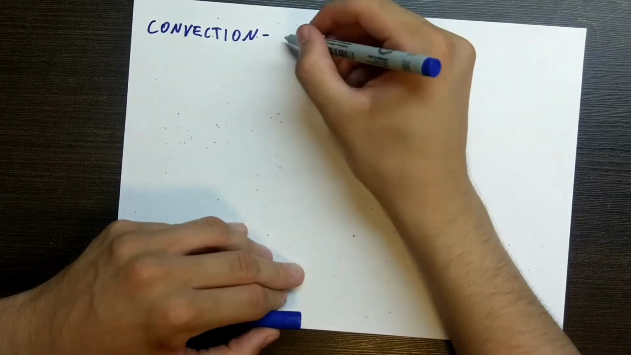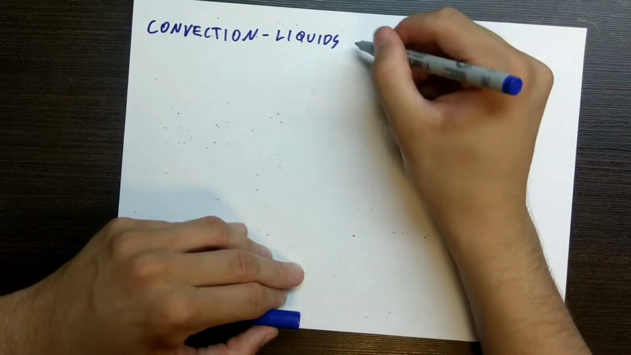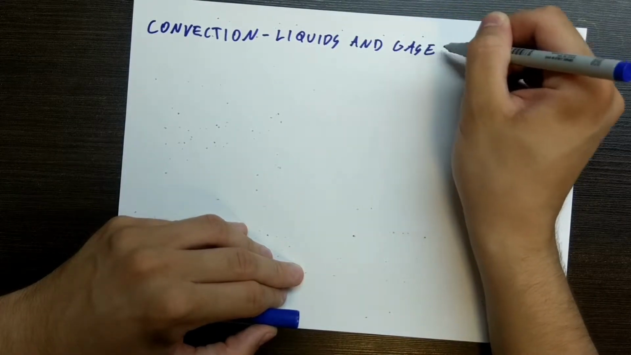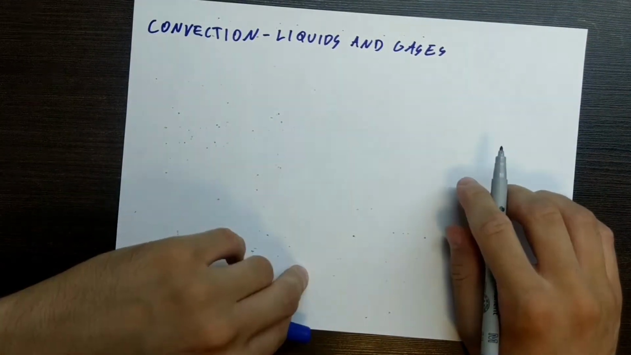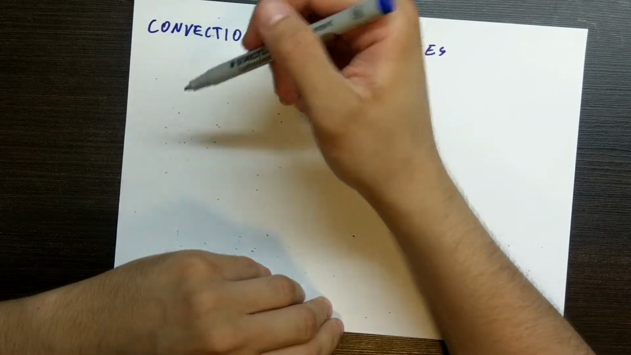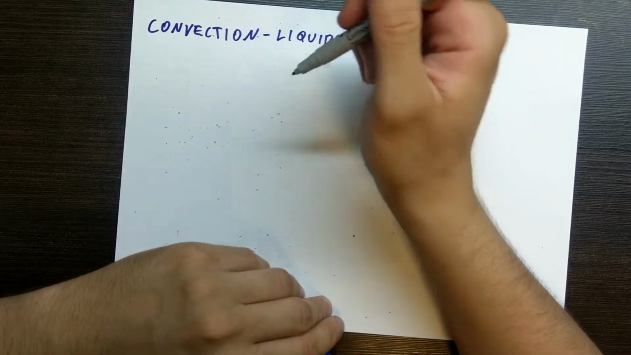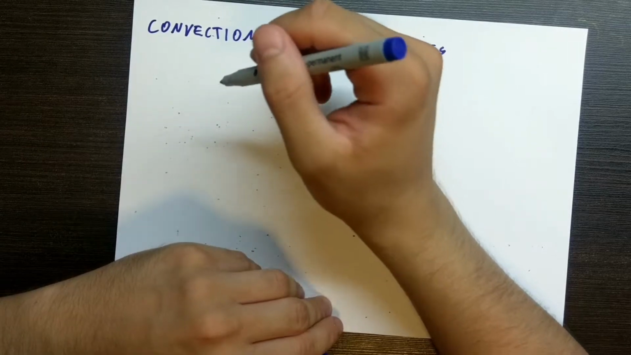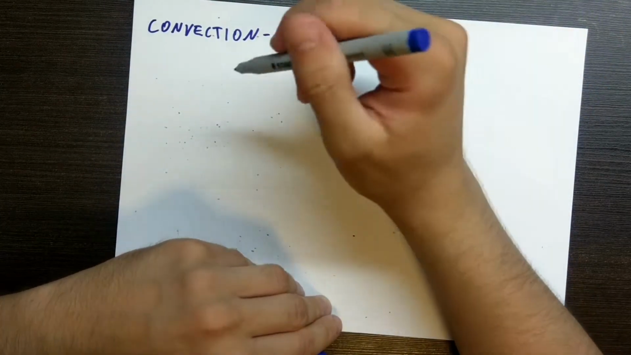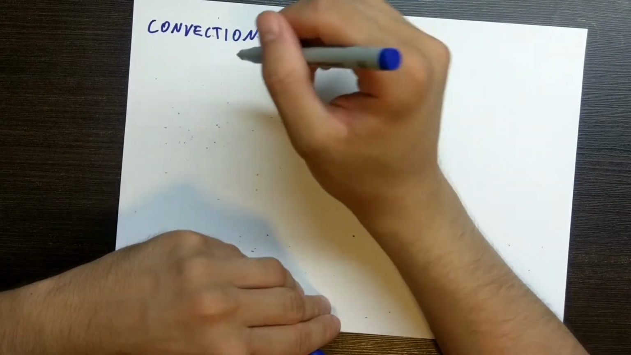And that concerns mainly liquids and gases. Now, what is convection? As we said, conduction works by particles bumping into each other. One particle bumps into another. But what happens if we heat up a liquid? What happens if we heat up a gas? Convection current can occur. But what is it and how does it work?